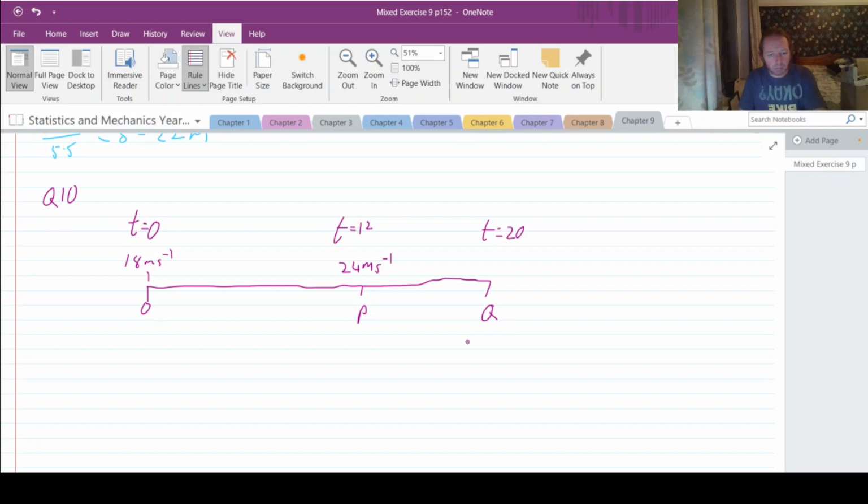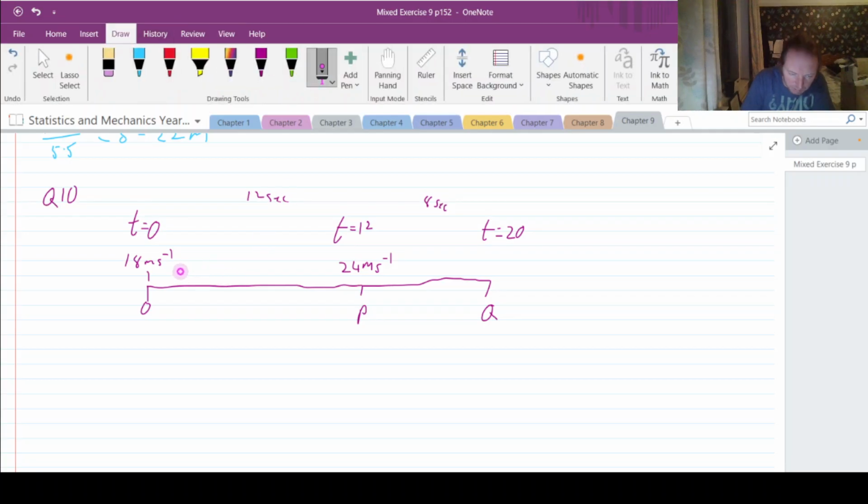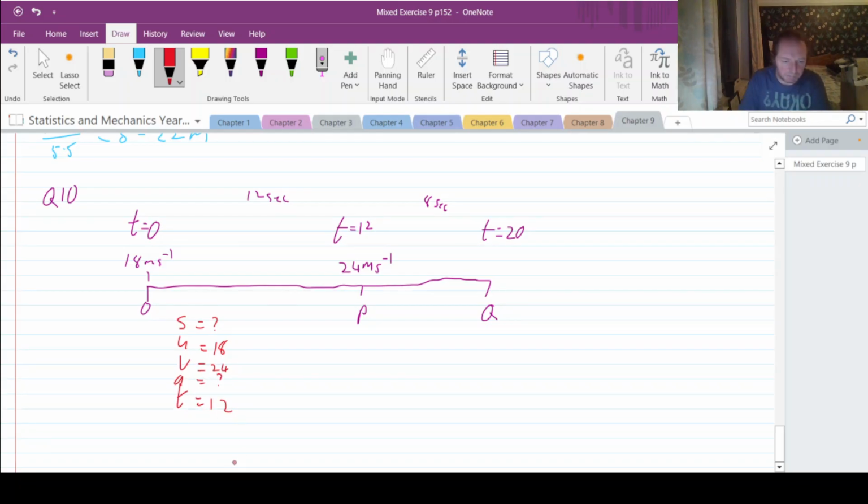So what do we have? We've got a 12-second gap, we've got an 8-second gap, and we don't know distances. So using this section first, let's set up SUVAT for that. We don't know the distance, we know the initial speed was 18, we know the final speed was 24, we don't know the acceleration, and we know the time is 12 seconds.